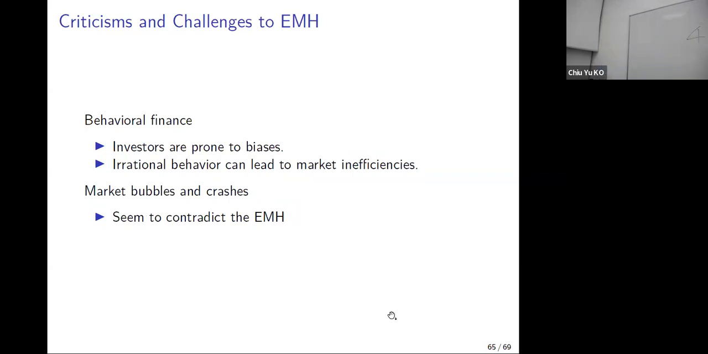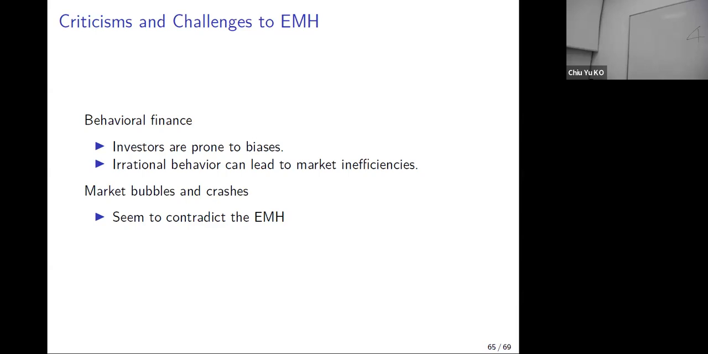And there are a lot of criticisms of the EMH, like behavioral finance, which says people have a lot of biases, like the hot hand theory. You go to a casino, right? You try to bet, you win, and then you win again, and you think you are very lucky, right? You keep betting, even bigger amounts, then you lose a lot and you go out. But that is confirmation bias, right?